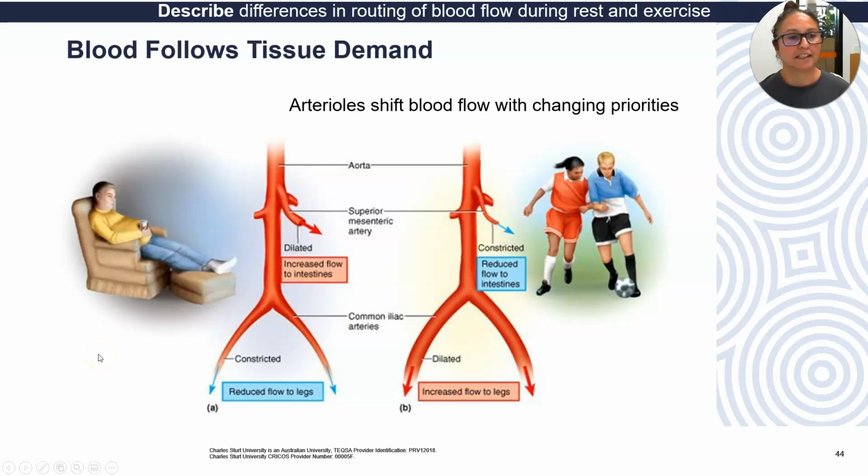Just a little bit more information. You know this already. Blood flows where the tissue demands it. So if you're just chilling, like the guy here having a beer, then your blood's not really going to go to your legs. But if you're playing a game of soccer, then your blood is going to go less towards your digestive organs and more towards your muscles. So blood pressure and where the blood flows is driven by tissue demand.